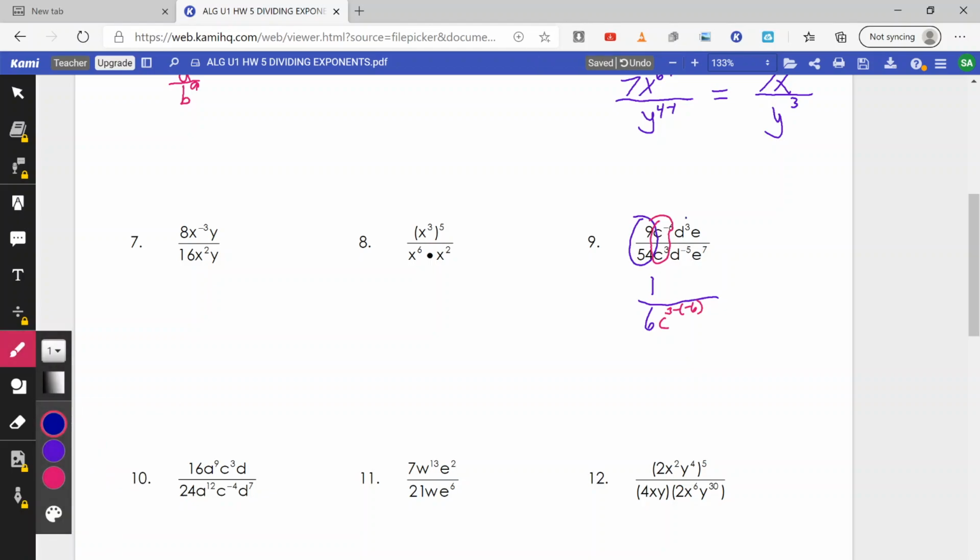Next up, I see we have d to the 3rd divided by d to the negative 5th. Again, where is the larger exponent? 3 is larger than negative 5, so d is going to be on top. And this is 3 minus negative 5.